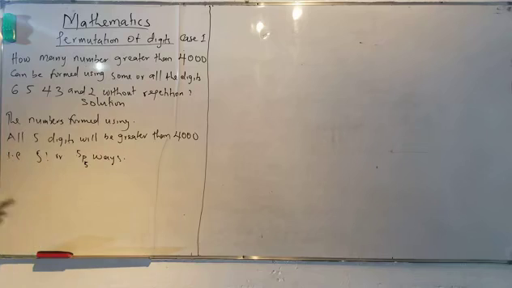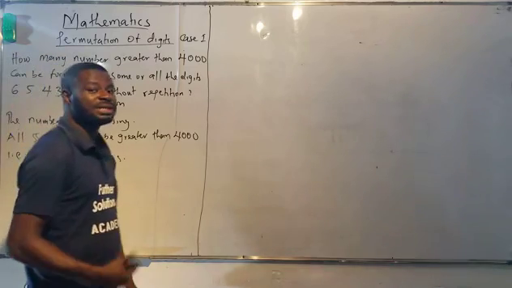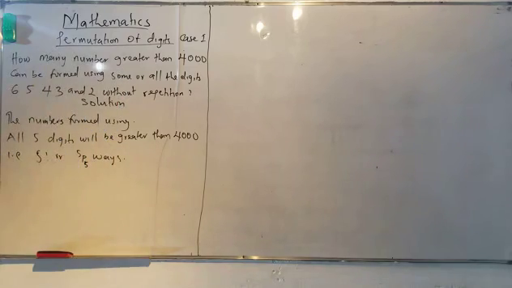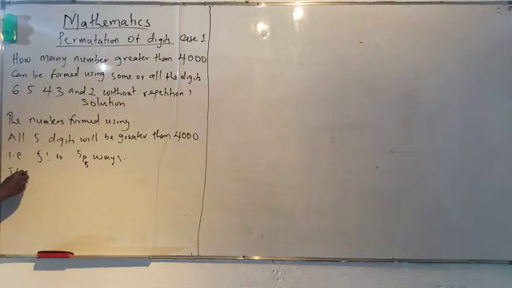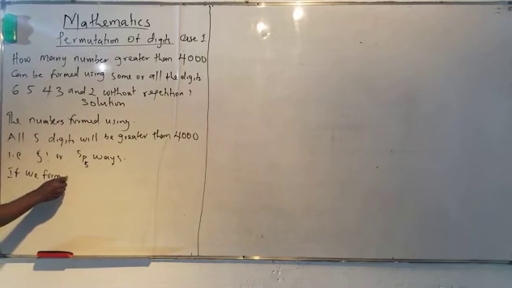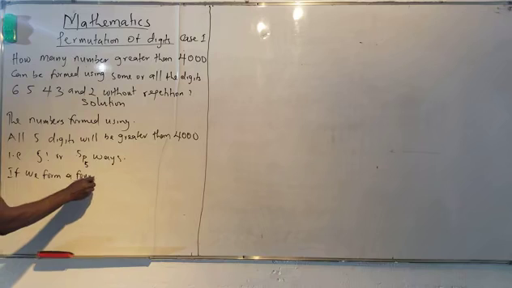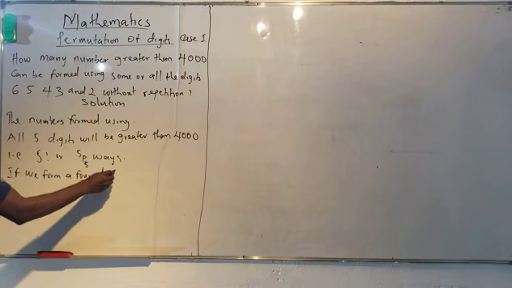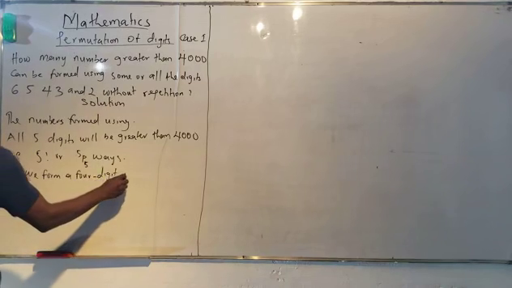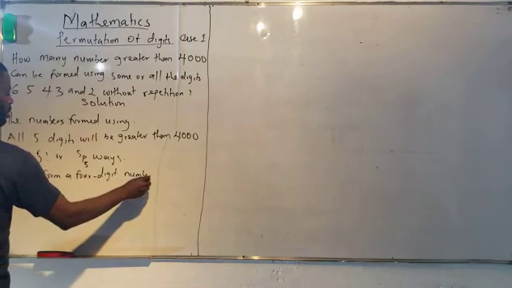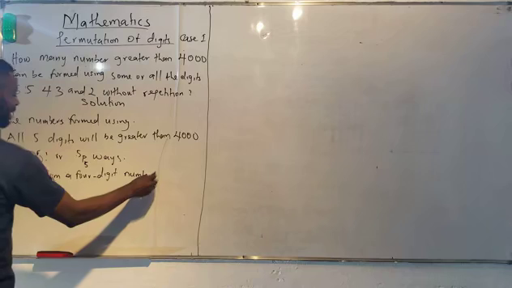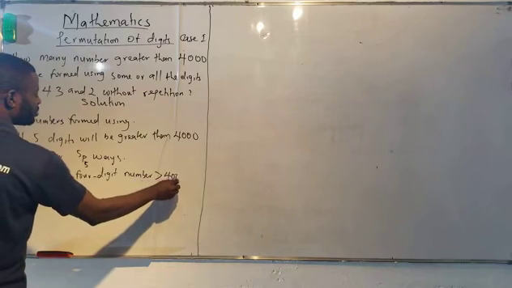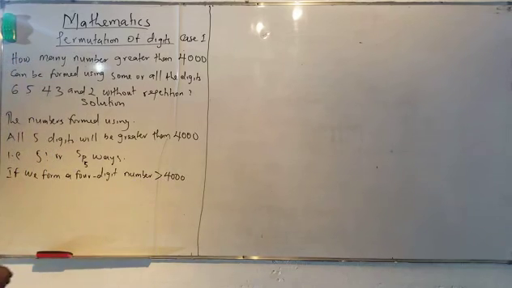Now, when you have 6 factorial, which is 6 permutate 6, take note of that. That is number one. Number two, if we form a 4-digit number greater than 4,000.